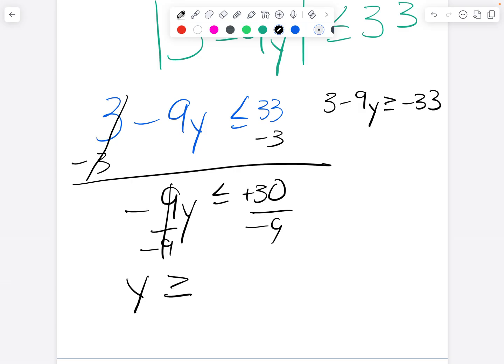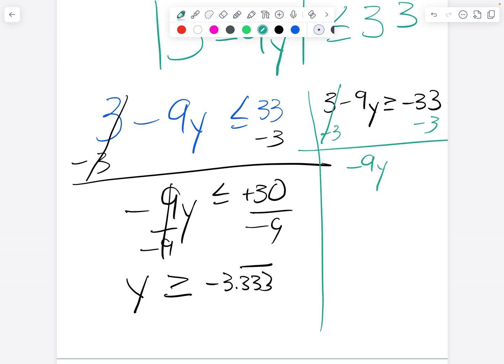And then that would give you about -3.333 repeating. Let's go ahead and solve this one over here. So you have -3, be -9y. This would be negative 36. And you divide by negative 9. You flip the symbol, and that would be 4.